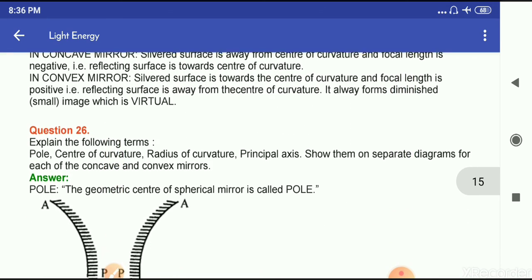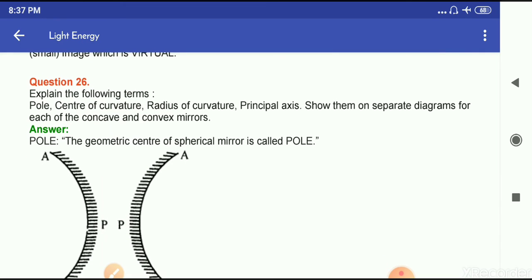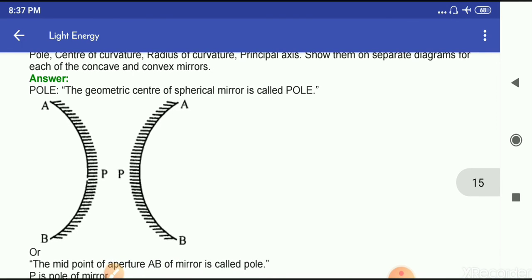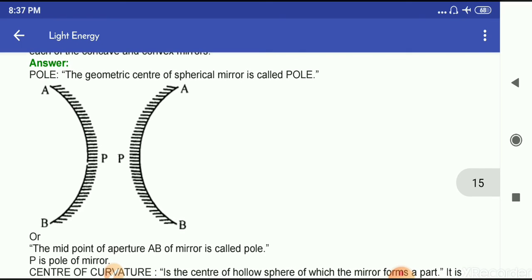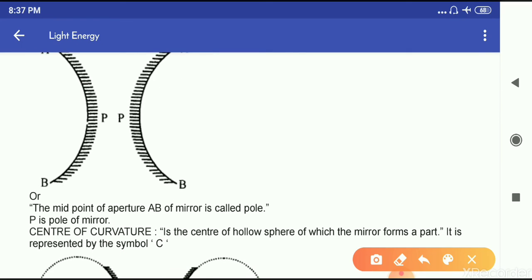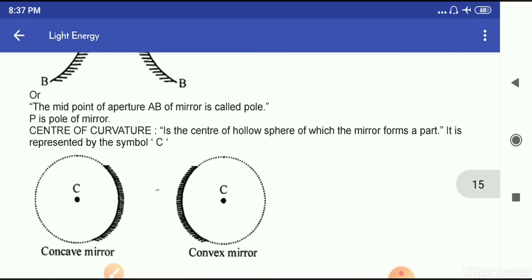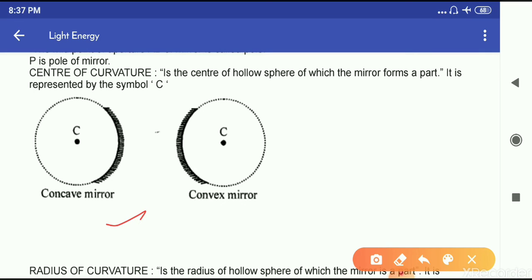Question number 26. Explain the following terms: pole, center of curvature, radius of curvature, principal axis, and show them on separate diagram for each of the concave and the convex mirror. So this is the diagram for pole, both in case of concave and convex mirror. Pole is the geometric center of the spherical mirror. Okay, and this is the pole in both of these. You can draw the diagram from the book. Center of curvature is the center of the hollow sphere of which the mirror forms a part. Okay, and it is represented by letter C. This is for concave mirror and this is convex mirror and this is the center of curvature.